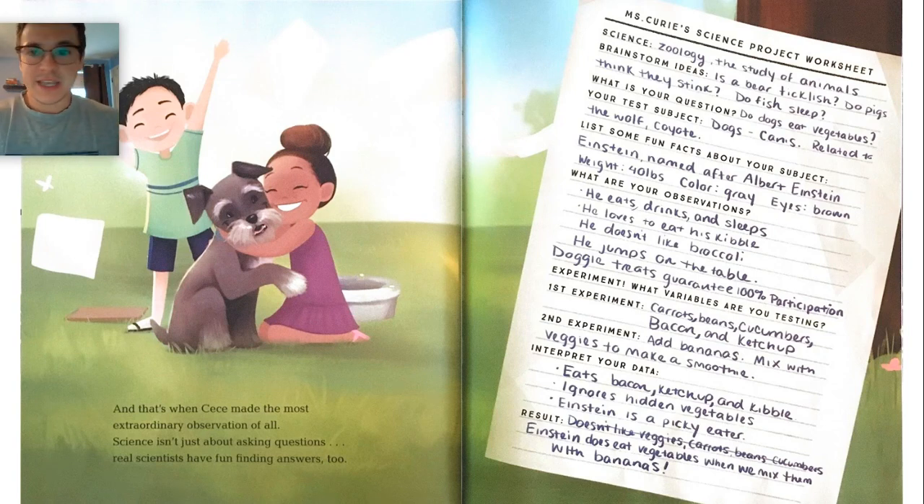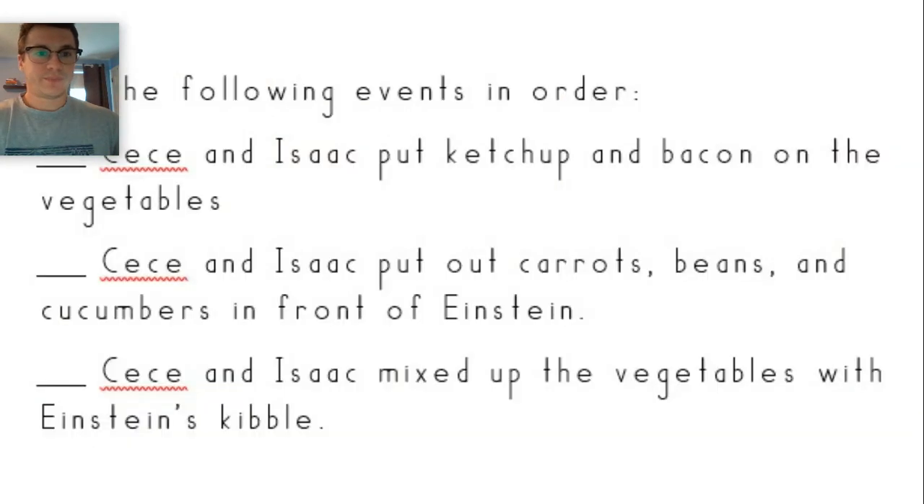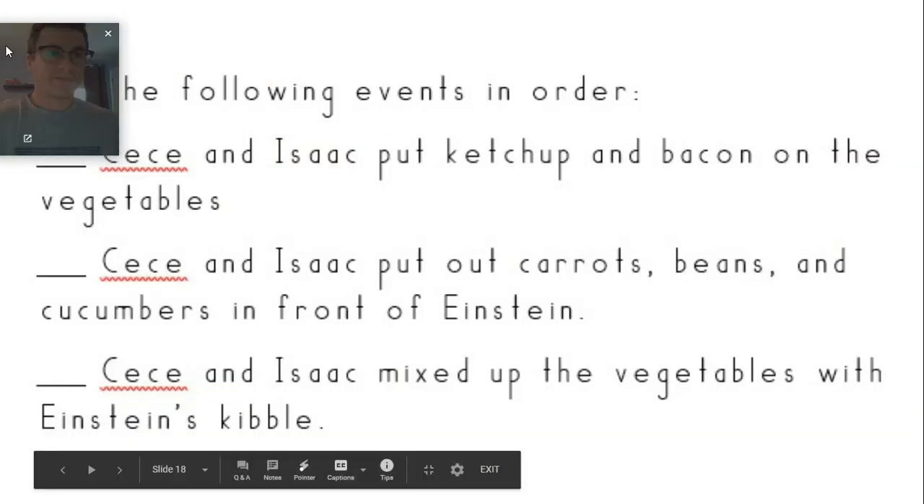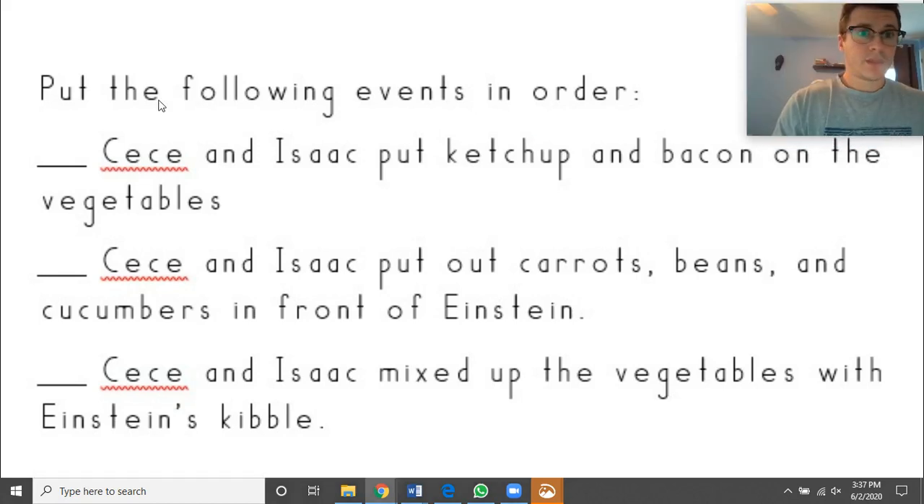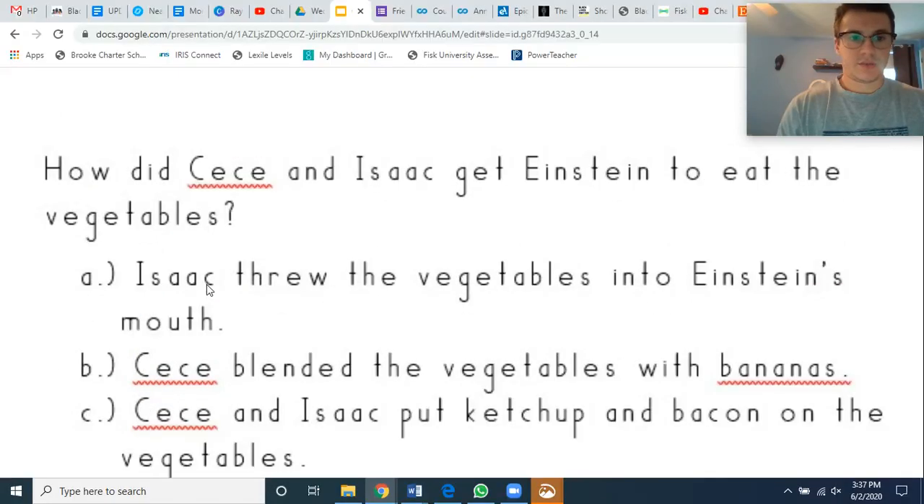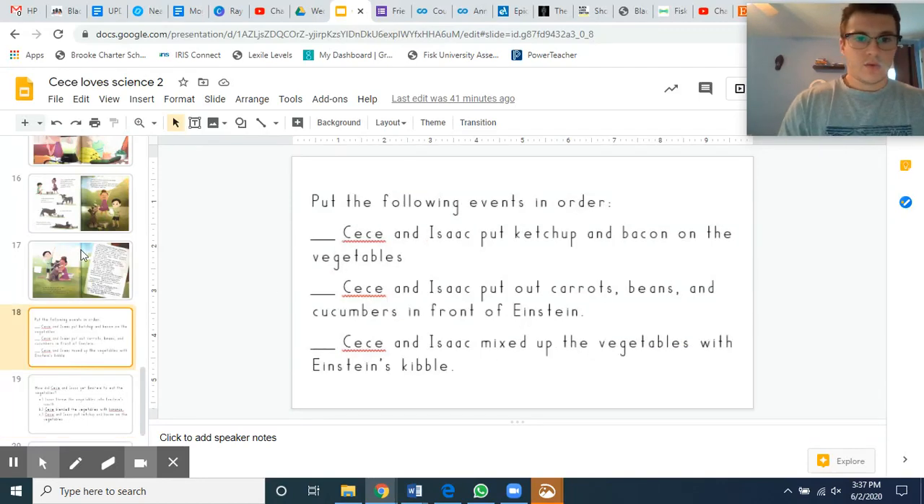All right, my friends, now we're going to answer the rest of the questions on that first sheet of paper. This question, oh my, face is always in the way. Let's go back over here. All right, put the following events in order. Cece and Isaac put ketchup and bacon on the vegetables. Cece and Isaac put out carrots, beans, and cucumbers in front of Einstein. Cece and Isaac mixed up the vegetables with Einstein's kibble. All right, so let's see here. We're gonna go back over here.